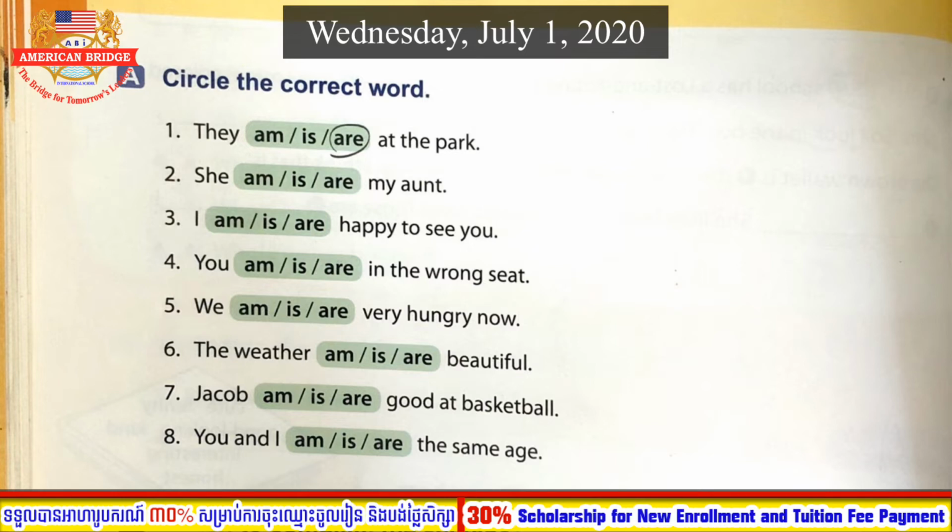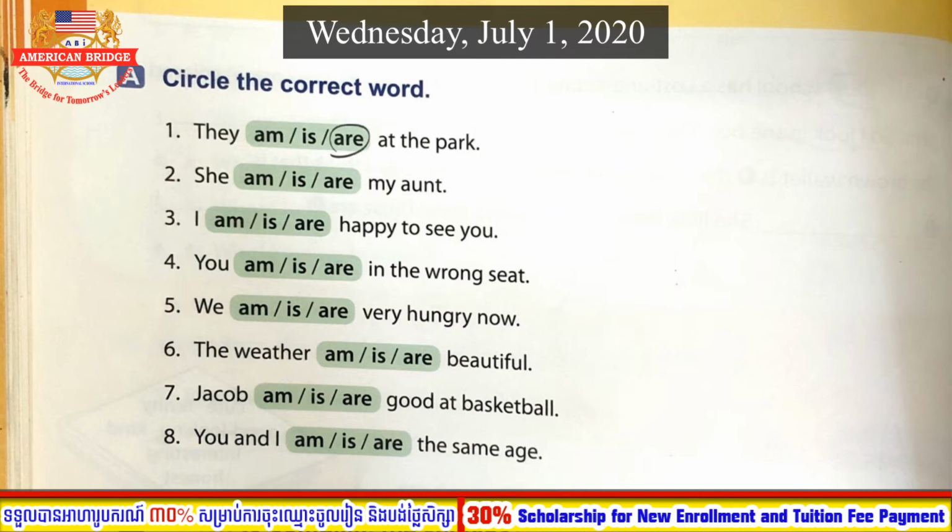We am very hungry now. We is very hungry now, or we are very hungry now. So our subject is we, and we is plural. And for plural you cannot use am or is. You have to use are. So we are very hungry now. Let's go to number 6.